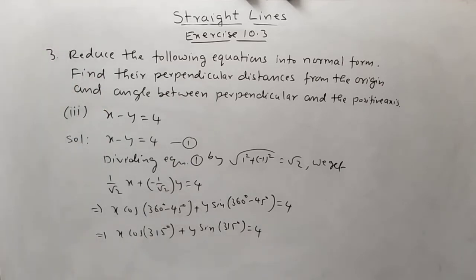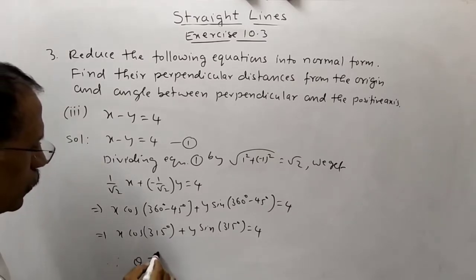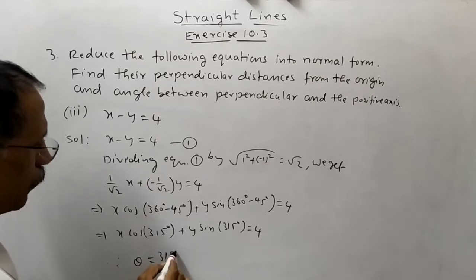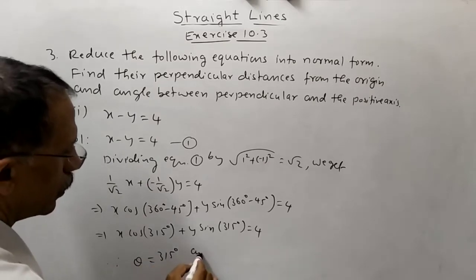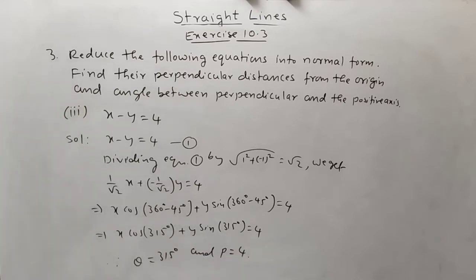When we compare this equation with x cos theta plus y sin theta is equal to p, we get theta is equal to 315 degree and p is equal to 4.